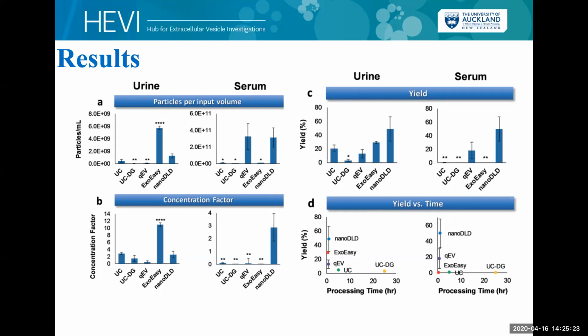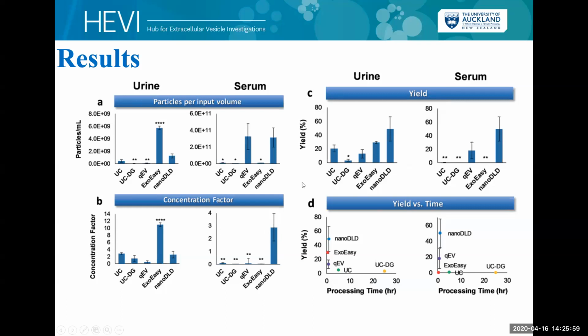And as far as yield goes, so this is just in total particles, what you put in versus what you collect. Nano DLD did well for urine and serum. QEV again did well for serum, and reasonably well for urine. And the pull down performed pretty well for urine. So it seems like the pull down works pretty well when you have a very dilute system. QEV seems to be widely used for serum, so that's expected. But the nano DLD seems to be performing well against all of these.